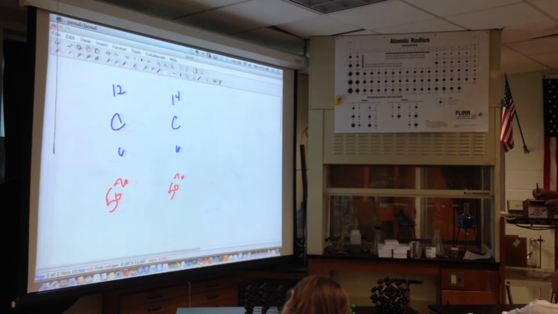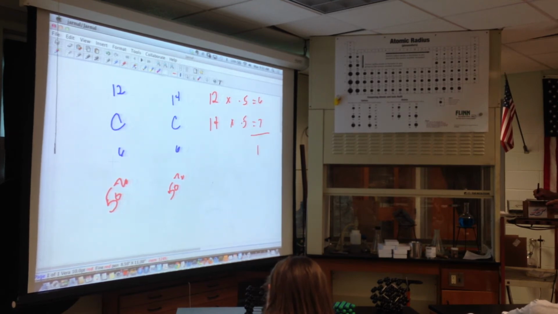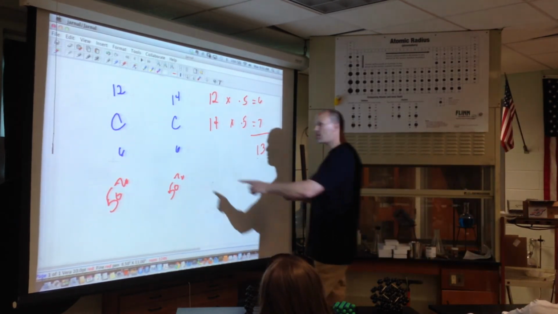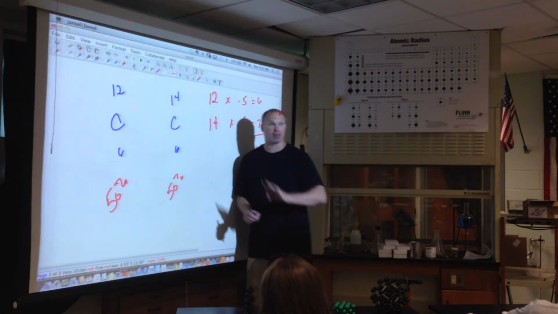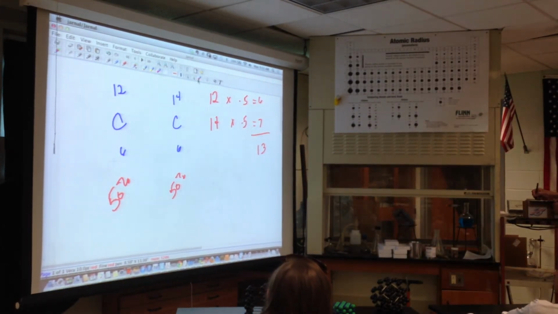Now, if 50% is carbon-12, let's find 50% of 12. 12 times 0.5 is what? Let's find 50% of carbon-14. 14 times 0.5 clearly is 7. And you add them together. Look at that. When you do a straight average with two numbers, you're saying they're equal in what? Abundance.